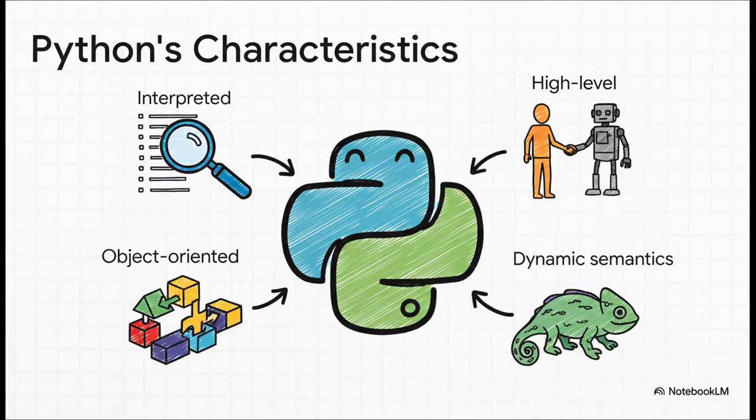So let's just recap those key things, because they're what make Python so great. We know high level means it's user-friendly. Interpreted means it helps you fix things easily. Object-oriented is kind of like building with Legos. It lets you create reusable chunks of code. And dynamic semantics? All that means is that Python is super flexible. These are the secret ingredients that make it such a fantastic first language.